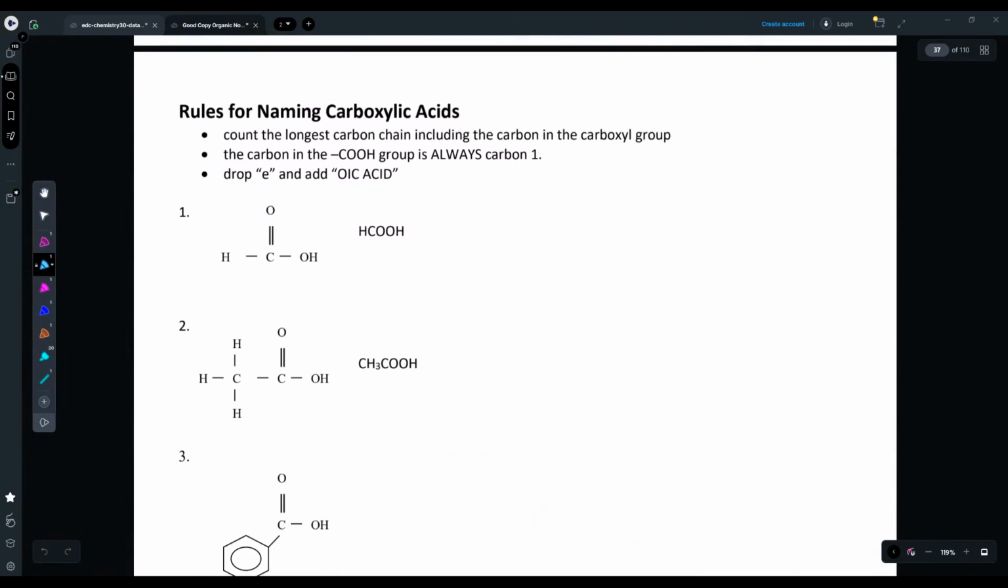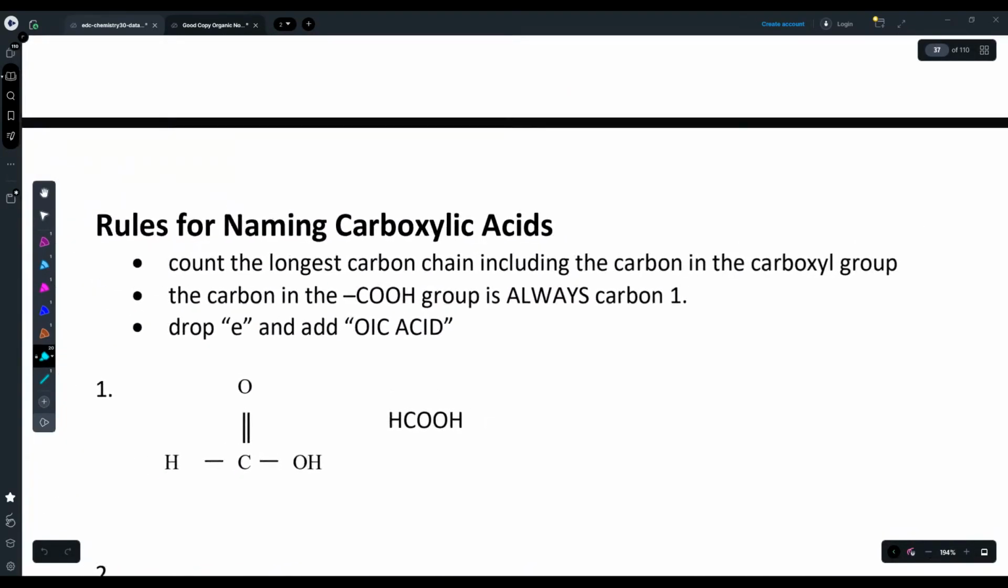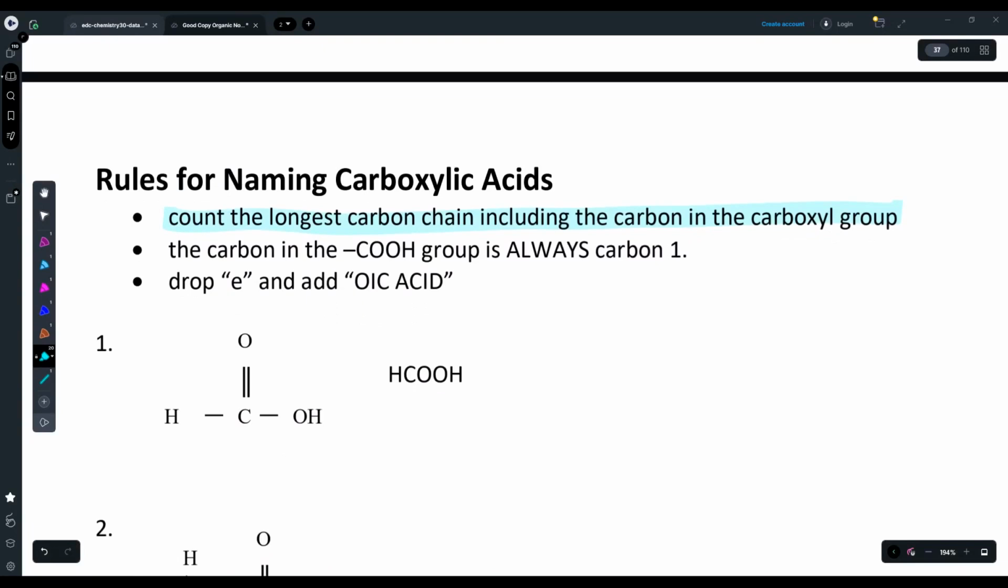All right, so let's get into the rules for naming carboxylic acids. So again, you're going to want to figure out where your parent chain is, and the parent chain should be including that carboxyl group, so that COOH group. And the carbon in the carboxyl group is always going to be considered carbon number 1.